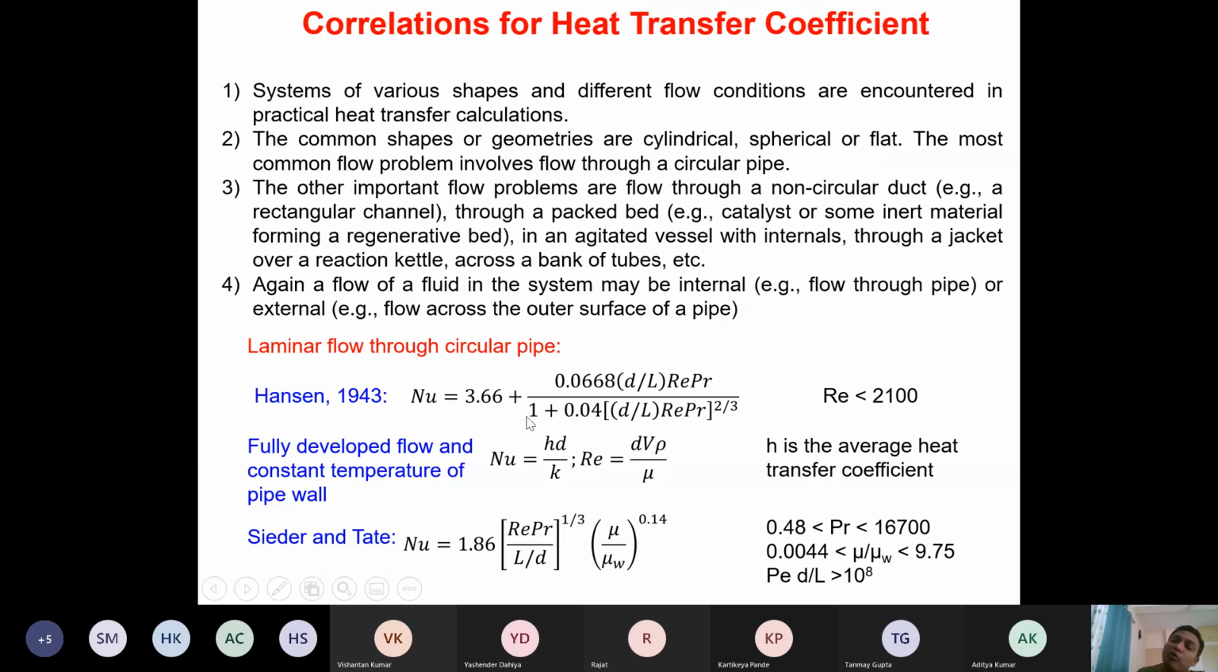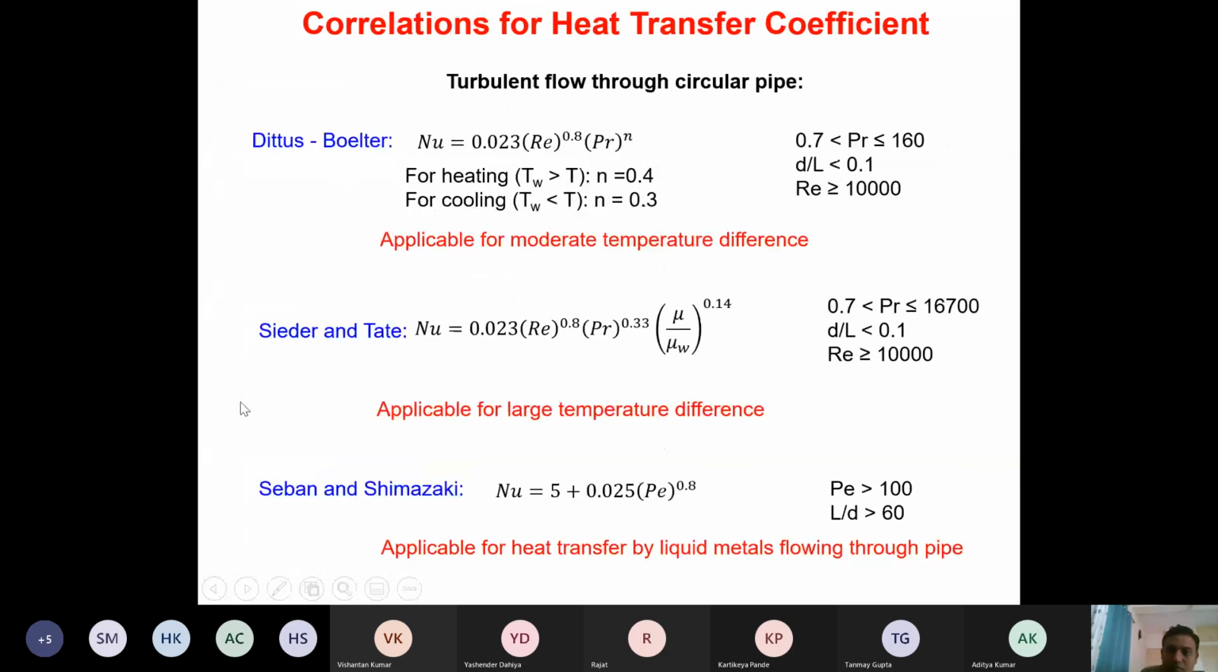Okay, one such problem I gave in last year's exam, where nothing else is given, only the Nusselt number is given and one has to calculate h. That you can directly calculate from this factor.